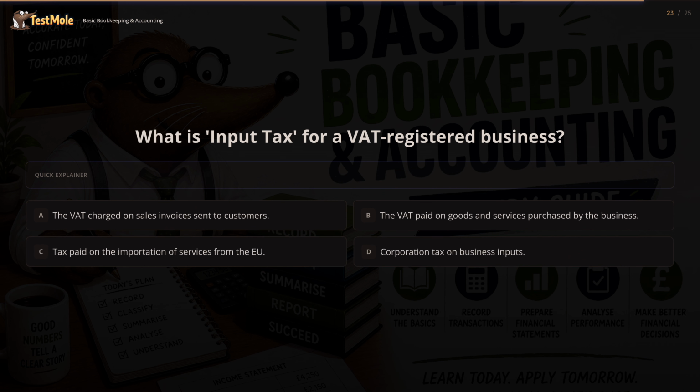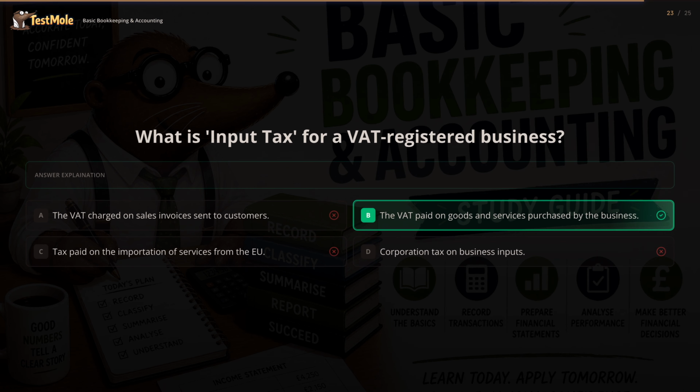Choose between A. The VAT charged on sales invoices sent to customers. B. The VAT paid on goods and services purchased by the business. C. Tax paid on the importation of services from the EU. D. Corporation tax on business inputs.